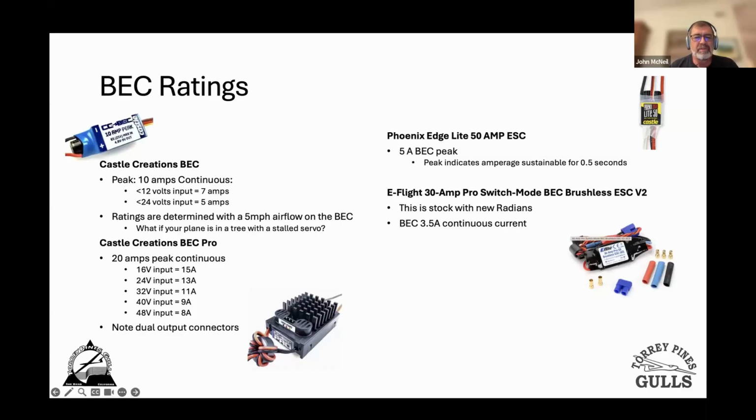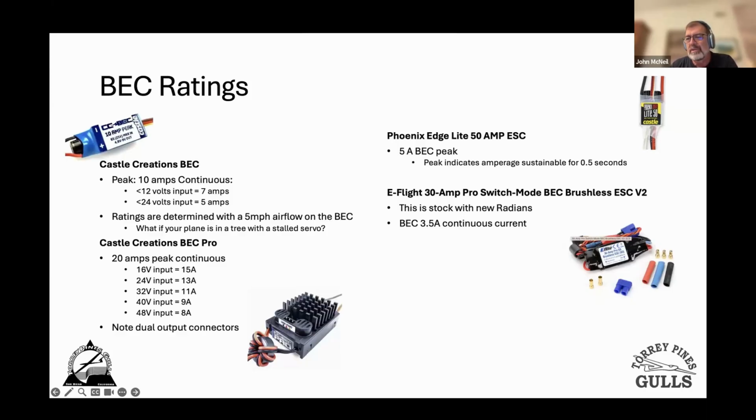I put this BEC Pro in here for bigger airplanes, and I use these in my helicopters because the helicopter servos really eat power. The other thing to note is that the good folks at Castle give you 2 output wires, and you're supposed to hook them both into your receiver. And it's not because of the wire gauge. They could have put bigger wire in. It's because the connectors are rated for 3.5 amps. And if they're going to give you a 20 amp BEC, it's a little silly to try to plug that through a small connector.